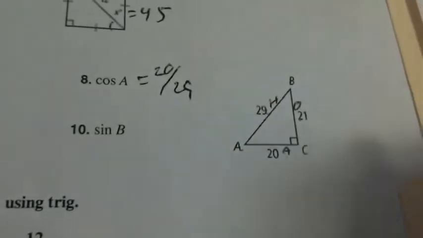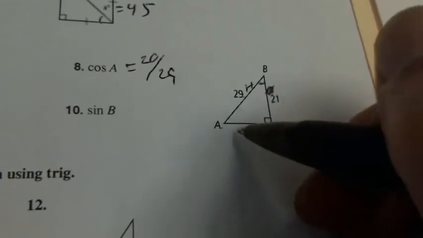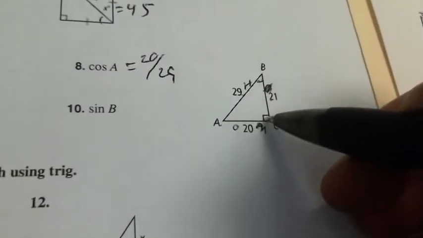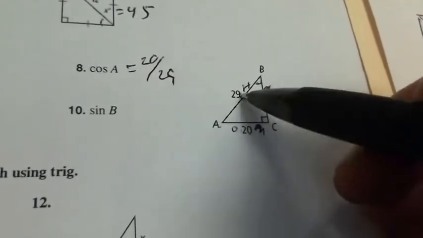Now the sine of B, well, from this angle, opposite is no longer there, opposite is over here. So you walk out of the door, you hit the opposite side. This is adjacent, so the sine is opposite over hypotenuse, or 20 over 29.